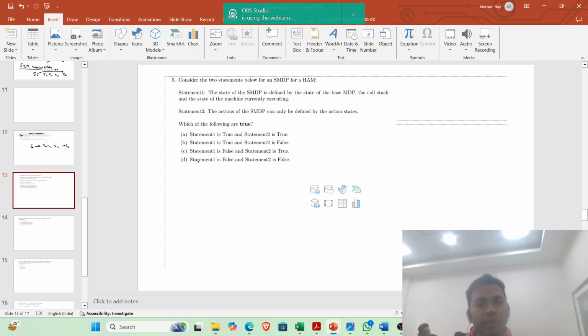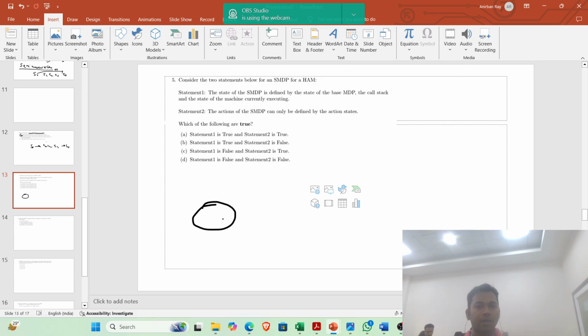Now the two statements for an SMDP. For an HAM, the state of the SMDP is defined by the state of the base MDP, the call stack, and the state of the machine currently executing. So, how do you define the state of an SMDP? The base MDP that is working inside one of the machines is important.